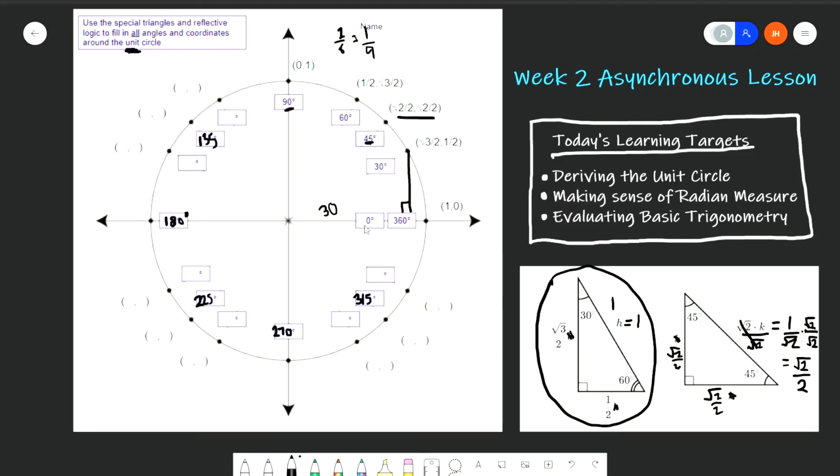The last but not least one that we will do is we can go by 30s. Notice I've got 30, I've got 60, I've got 90.